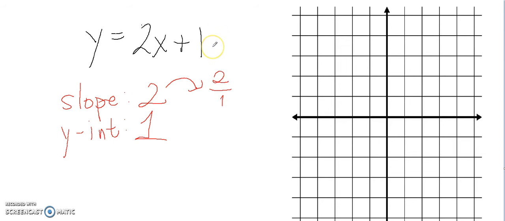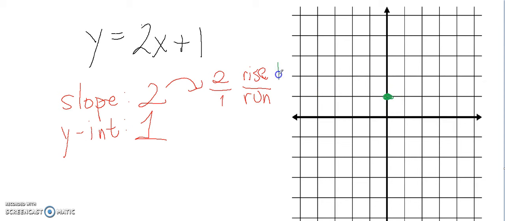Now, if you remember, slope describes how a line rises and runs. Okay? So what I can do with this information is essentially start at the y-intercept and then use the slope to find all the other points. So my y-intercept is 1, so I'm going to draw that on the graph. And then I use my slope to tell me where to go to the next point. So 2 rise, 1 run.